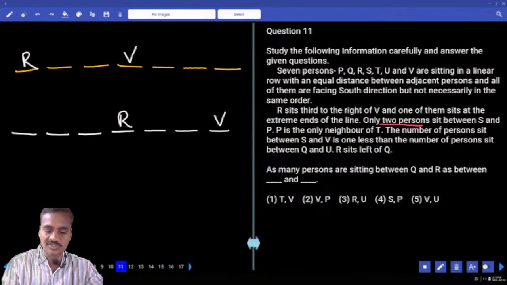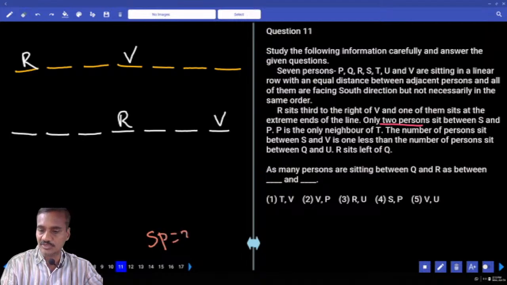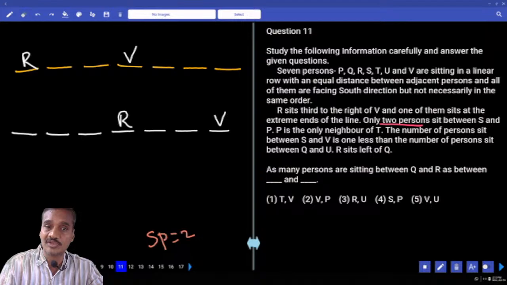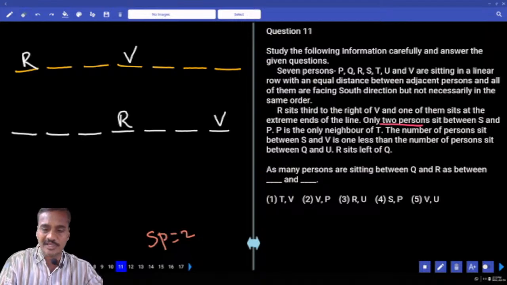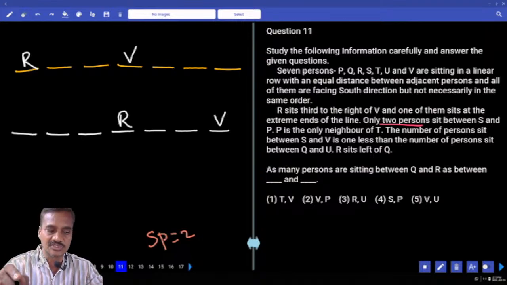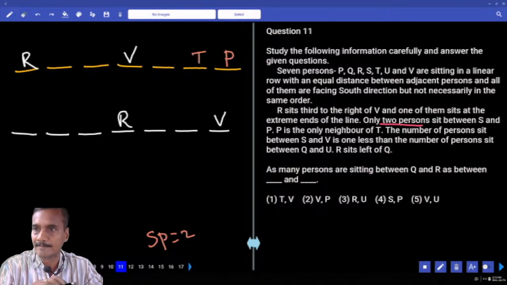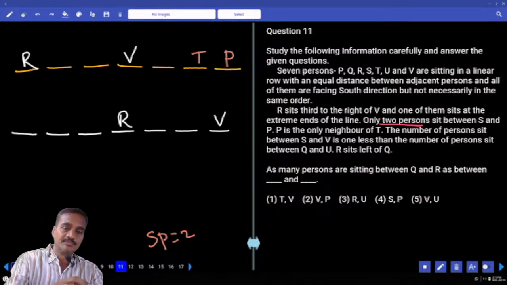Then next one, only two persons between S and P. P is the only neighbor of T. Now P is the only neighbor of T means, to this P, there is only one person immediate. That means where should this T be? Now P is only neighbor of T.